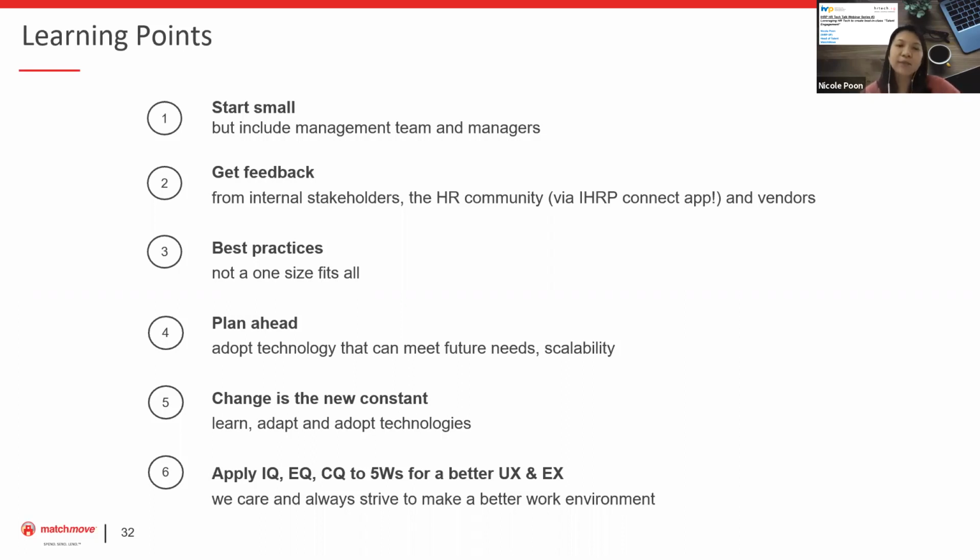This is my last and final point of how MatchMove uses technology in talent engagement, in applying IQ, EQ, and cultural intelligence to the 5 Ws: who, what, why, when, and why. We try our best to make every employee journey with MatchMove as automated, frictionless, and constructive as possible. The user experience and the employee experience is priority.